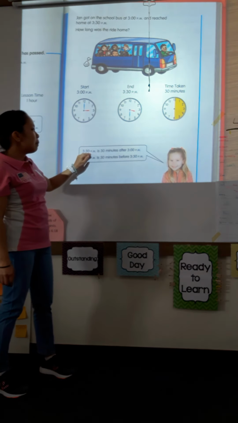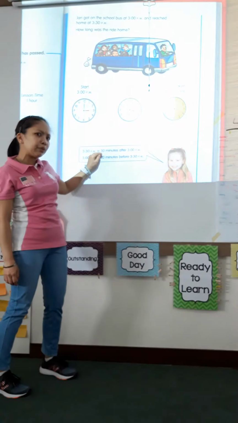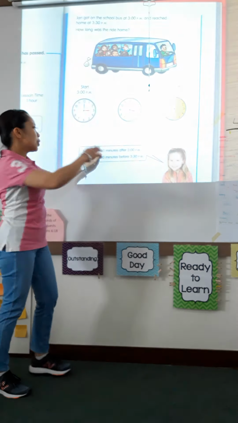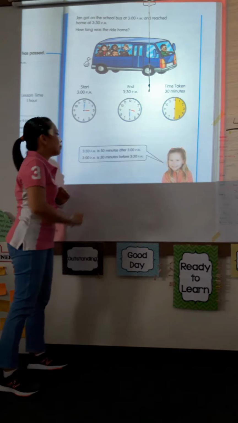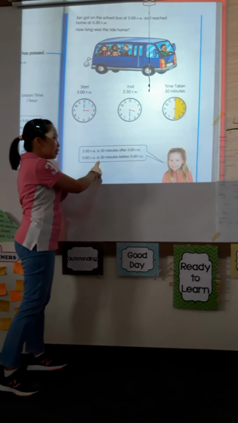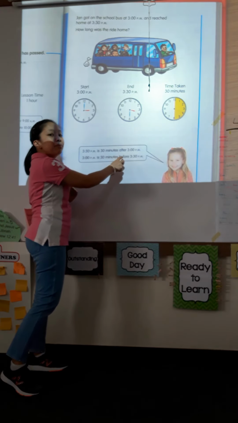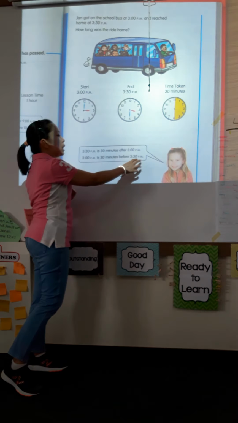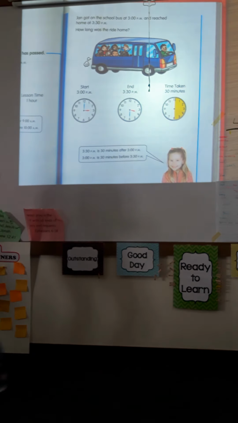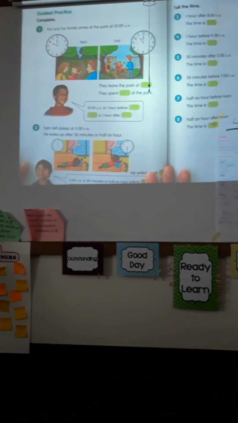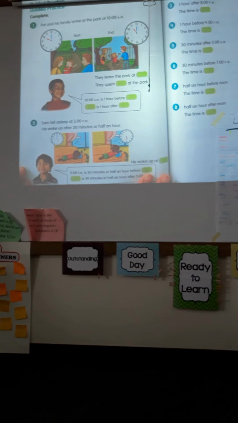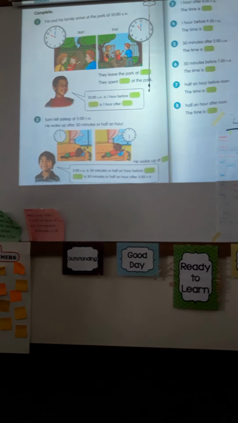So 3:30 p.m. is how many minutes after 3 o'clock? Good job. 30 minutes after 3 o'clock p.m. 3 o'clock p.m. is 30 minutes before 3:30 p.m. Let's try to do this one.